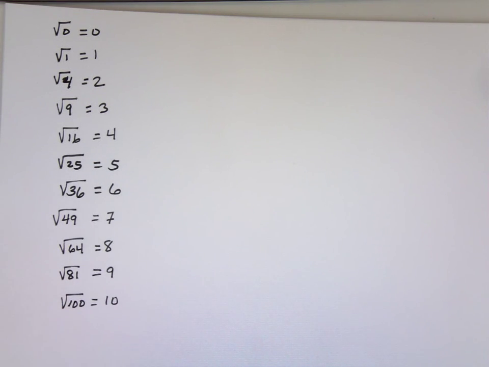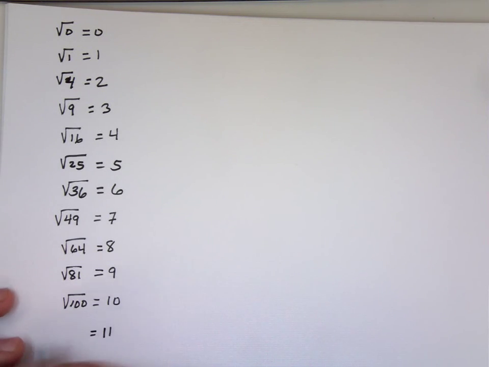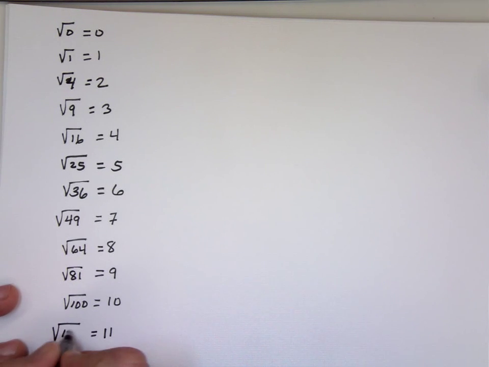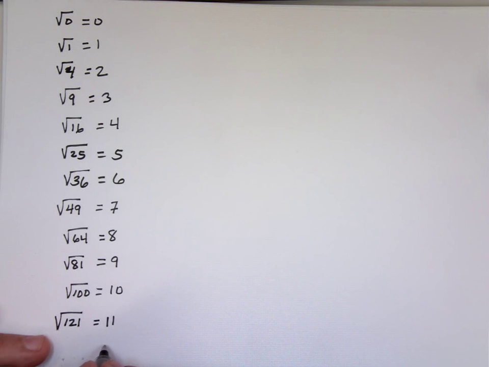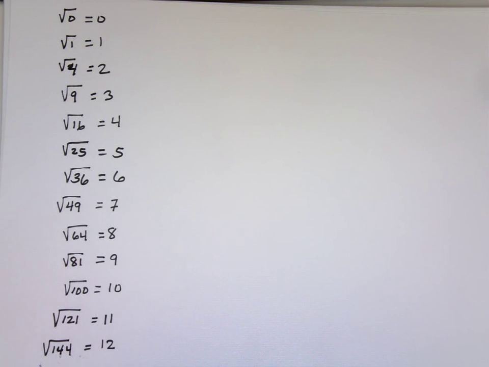I'll do a few more. The square root of 11, 11 times 11, the answer is 121. I'll do one more. The square root of 144, 12 times 12 is 144. That's a 12. So those are the common ones.